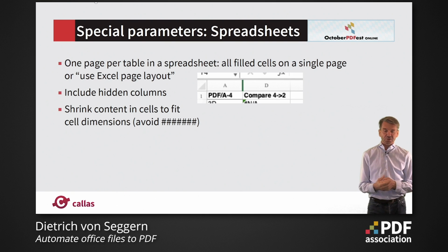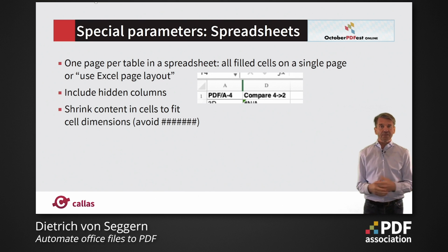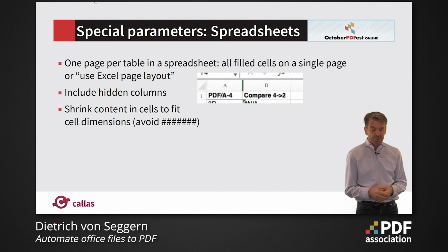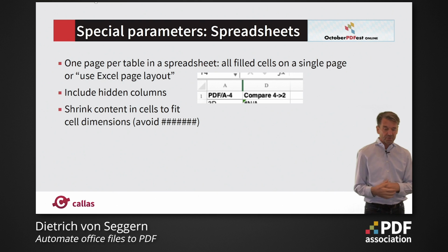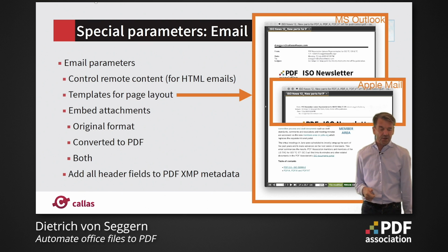With spreadsheets, I've mentioned a few problems here. You can set up the conversion so that it always creates one PDF page per spreadsheet table. You can say, make all hidden columns visible. So in this example here, you see that right after column A, there comes column D, and then you can make B and C visible again. And then it's possible to shrink content so that it fits into the cell, so that you avoid the hashes in a result if the text should be longer.